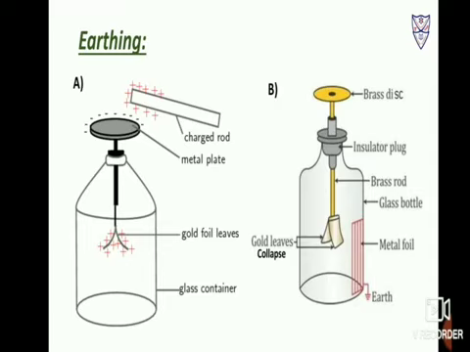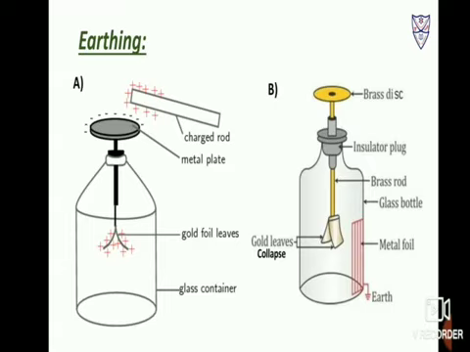When I am explaining this, observe figure A. You will see that the leaves have opened up. Now see the second figure. In that, when we touch the end of the brass disc gently with the hand, you will observe a change in the leaves of the electroscope. The leaves of the electroscope come back to their original state.